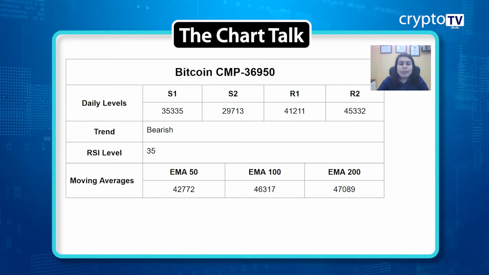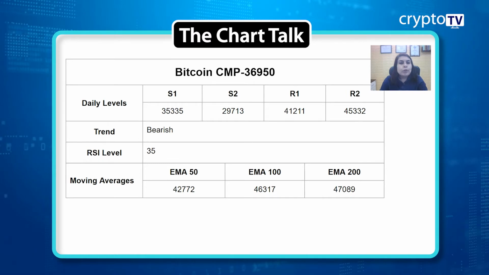Now, the current market price of Bitcoin is trading at 36,950. And if you just look at the trend, here we are getting the downtrend, a bearish trend, which means the price is continuously making lower lows and lower highs. Here I'm using the exponential moving averages for three different time frames: 50 days, 100 days and 200 days.